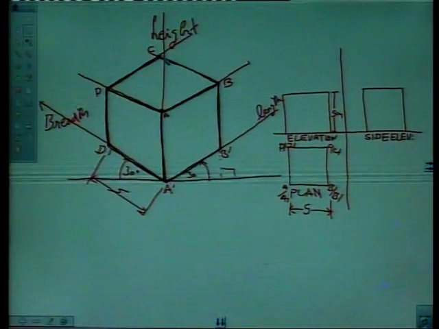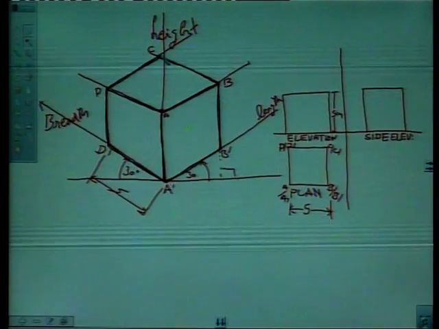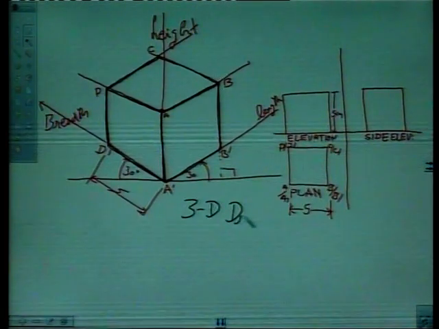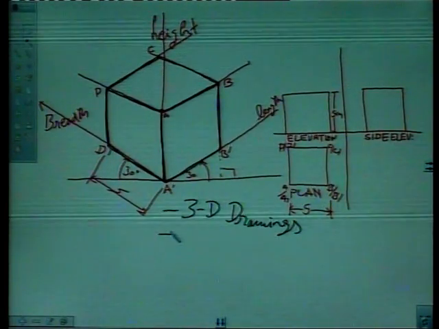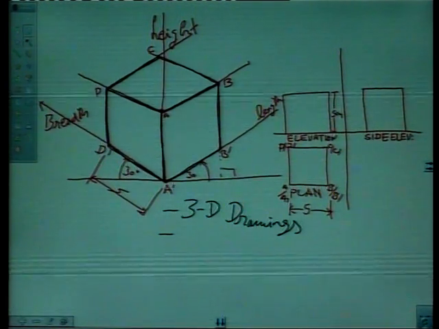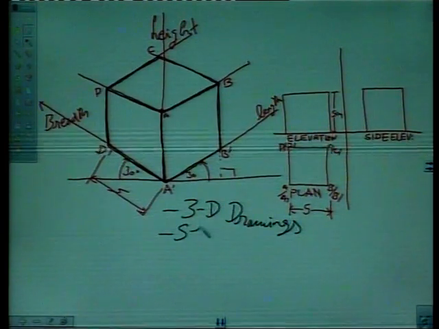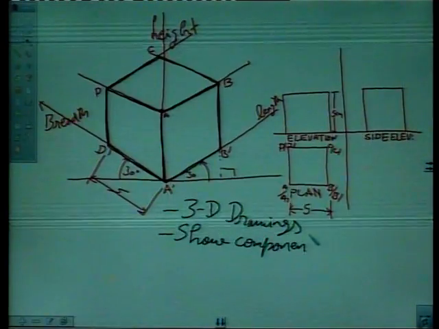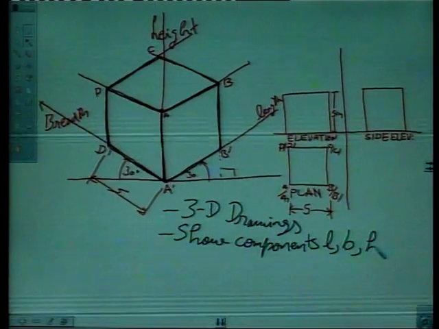So from this we can observe what isometric drawings are. Isometric drawings are basically 3D drawings. Next, this drawing shows us some components of the length of the object, some components of the breadth of the object, and some components of the height of the object. It shows components of length, breadth and height, right?